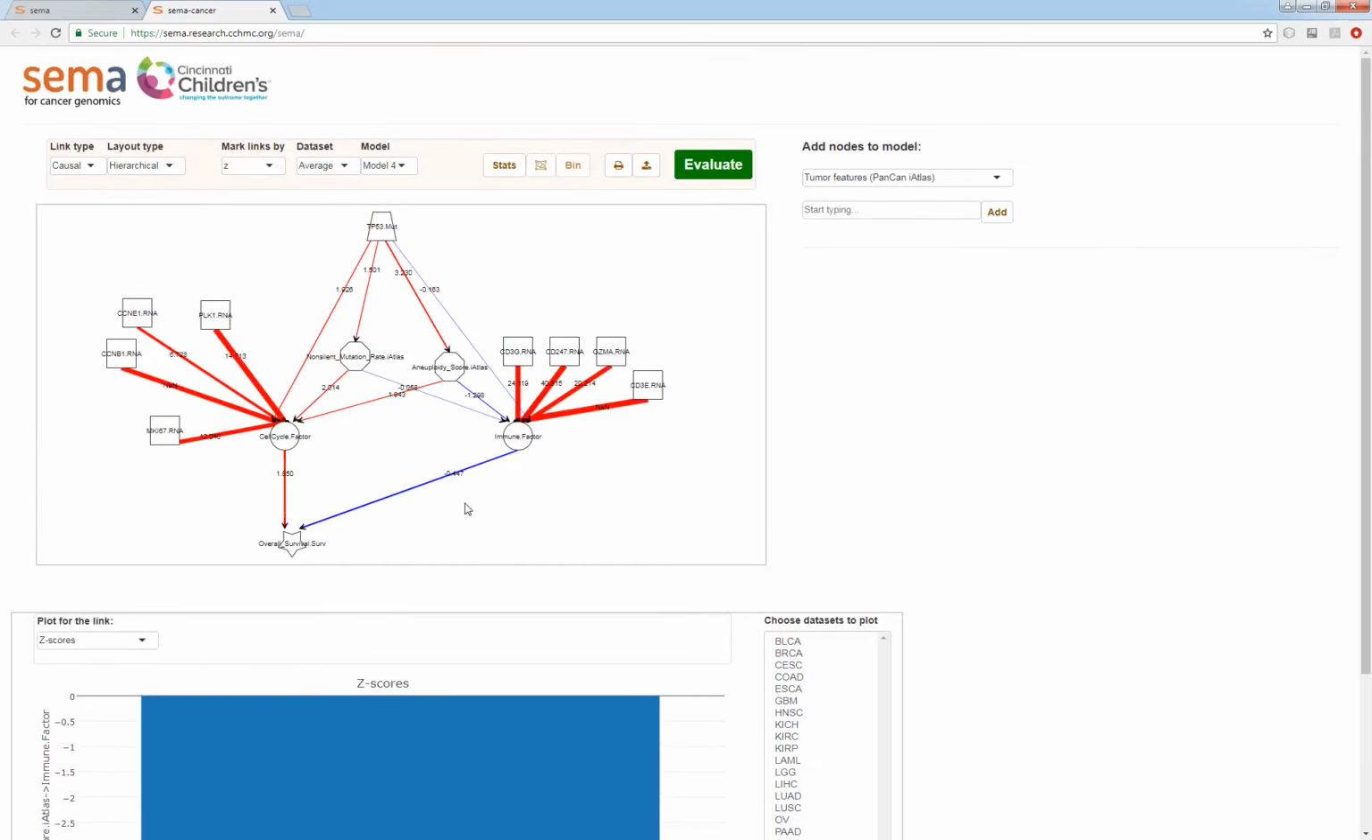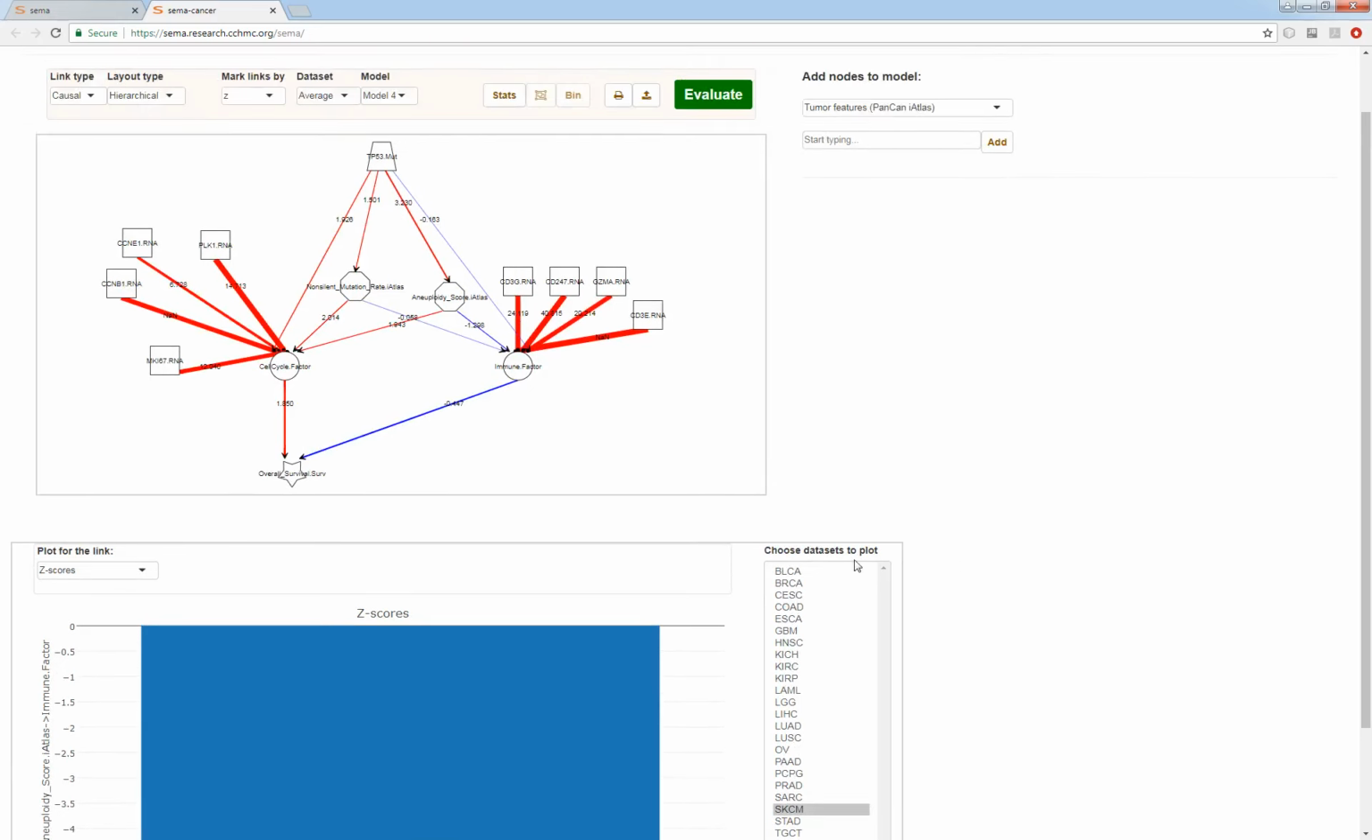So yeah, so this was the analysis of how cell cycle progression and how immune cell infiltration affects survival, and they are themselves affected by different tumor parameters across cancers. This was a demonstration of the use of factor analyses in SEMA.